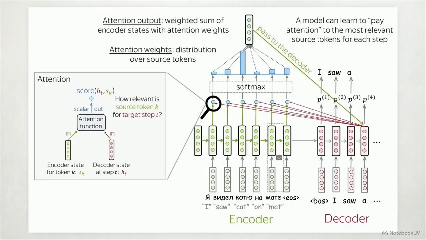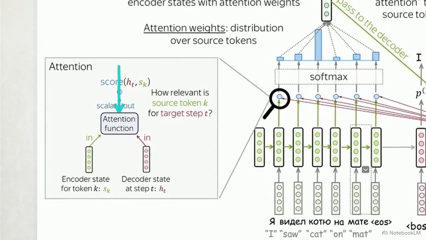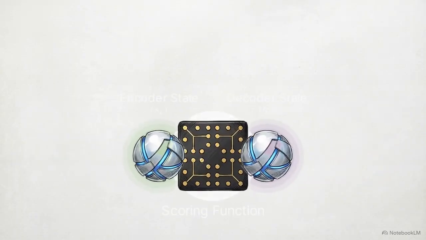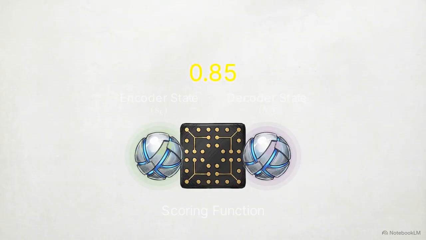The attention mechanism solves this bottleneck. Instead of a single vector, it actively focuses on specific input parts when needed. At each step, the attention function takes the current decoder state, labeled HT, and all available encoder states, labeled SK. These states pass through a scoring function. This computes a scalar value dictating exactly how relevant a specific source token is to the word the decoder is currently generating.